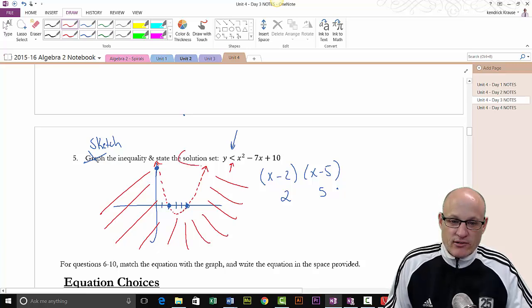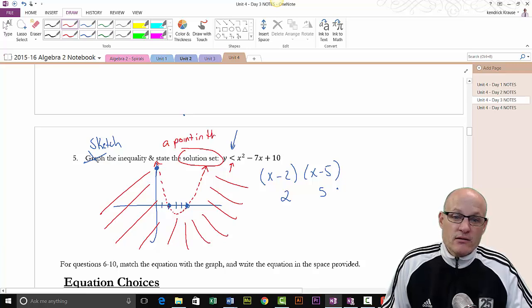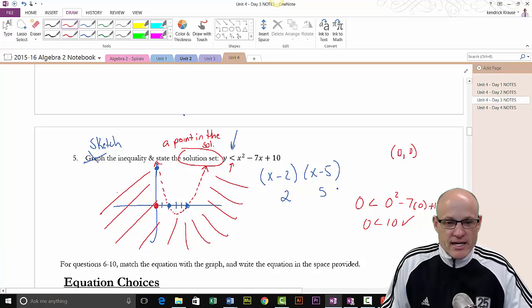You really can't state the solution set on this because the solution set is infinite. So when I ask you to state the solution set, maybe what I might ask you to do instead is state a point in the solution set. For example, the easiest point here would be the origin. Is the origin a point that works in this equation? Well, let's check it. Is 0 less than 0 squared minus 7 times 0 plus 10? Well, this ends up just being 0 is less than 10. Of course that works.